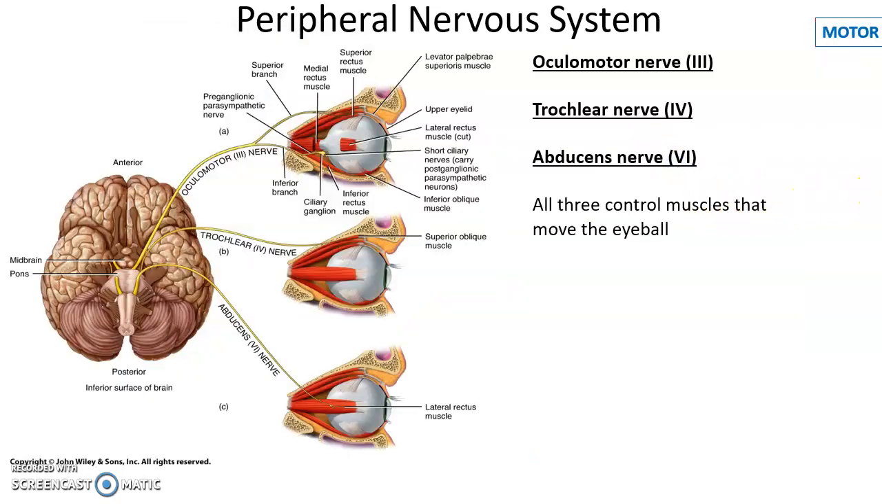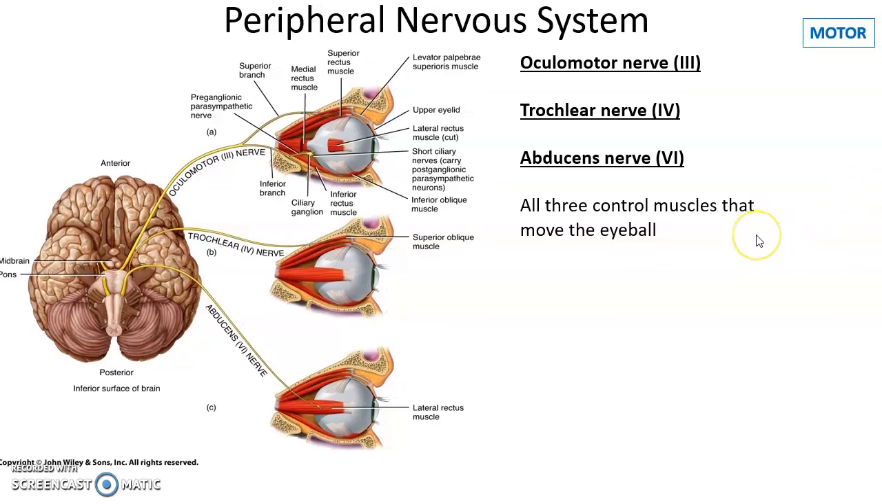Then we have three cranial nerves: oculomotor nerve, trochlear nerve, and abducens nerve. These three nerves control different muscles that move the eyeball. So these are motor nerves. The only thing they do is control some of the muscles that move the eyeball.